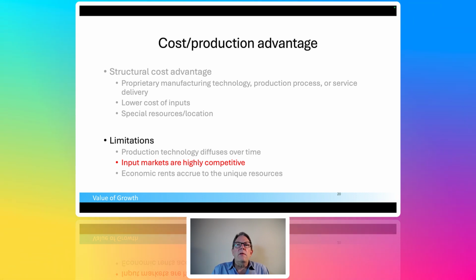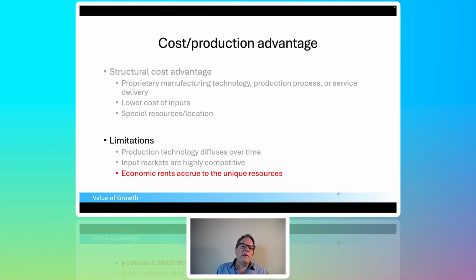If you have a lower cost of labor, guess what? Your competitors are going to go figure out how to get access to that lower cost of labor. If you have a lower cost of coal inputs or something like that, the coal provider, the coal mine, is going to try to find more customers to sell their coal to because they're a business and they want to grow and have more customers. So those input markets are highly competitive. So be careful about that.